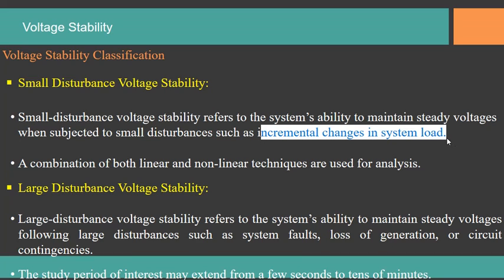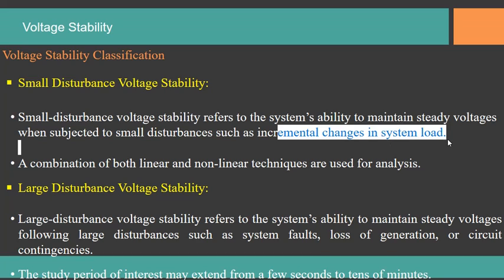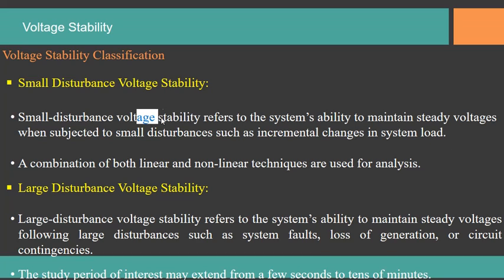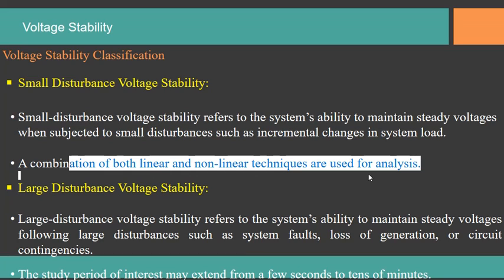Load is not in our hands. Load is in the hands of millions of customers. It is not only one customer or two customers. We cannot call and tell them not to put on the load at this time. It is their wish. So as the incremental changes in the system load occur, a voltage stability problem may occur. A combination of both linear and non-linear techniques will be used for the analysis.